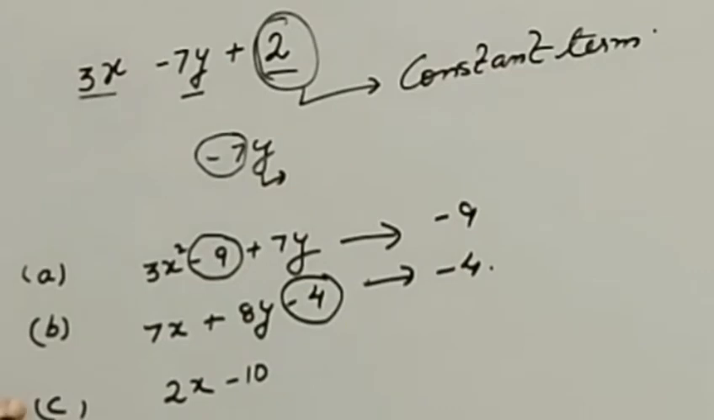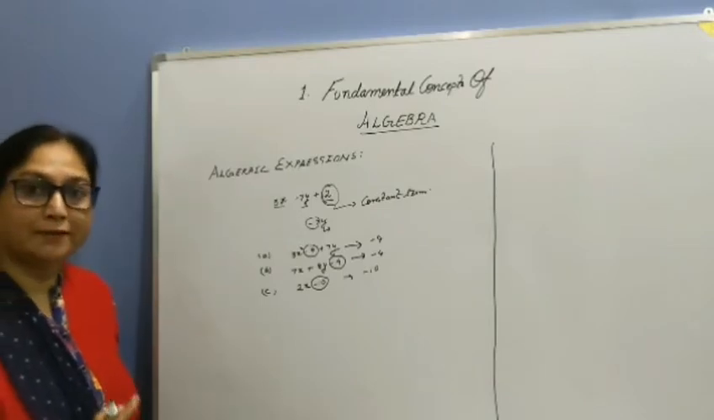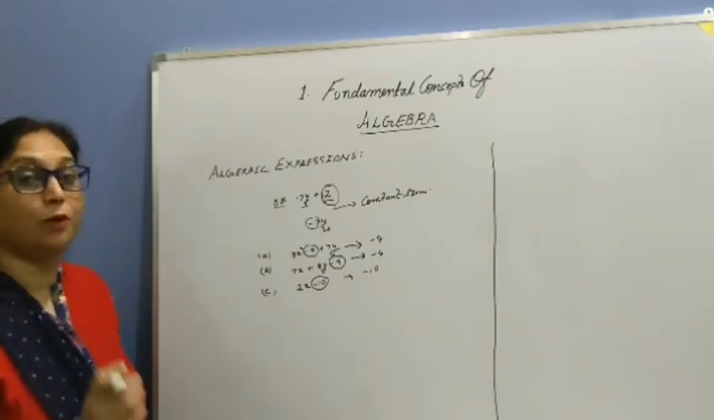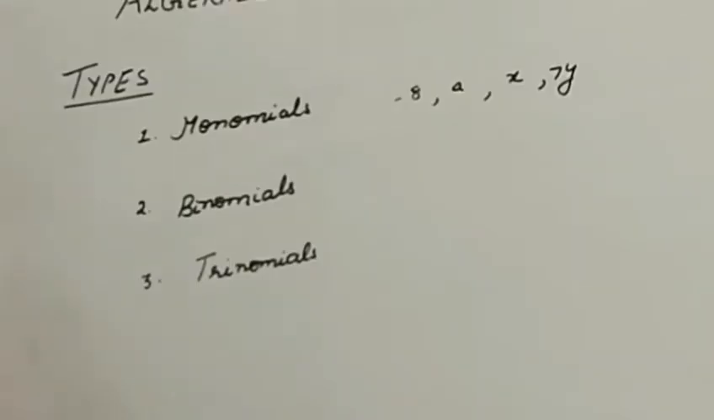Move on to the next example. 2x minus 10. 2x minus 10 has how many terms? 2 terms. And here minus 10 is the constant term. This is how we can easily identify constant term. Constant term of an expression is a term which has no literal factor, means no letter attached with the fixed value. Let's move on the types of algebraic expressions.